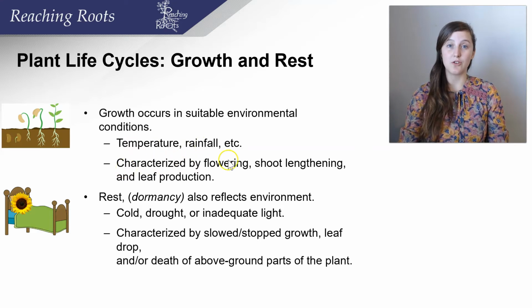And the plant will usually flower in this growth time, the shoot length will get longer, and more leaves will be produced. Rest or dormancy happens again when it's cold or there's a drought period or inadequate light. It's characterized by slowed or stopped growth, and oftentimes the leaves of the plant will drop, or the entire above ground portion of that plant will die.